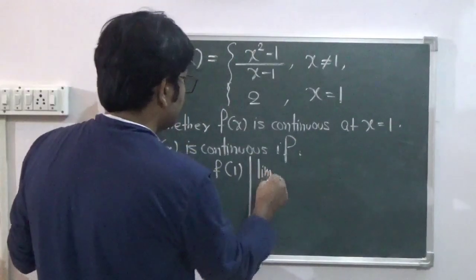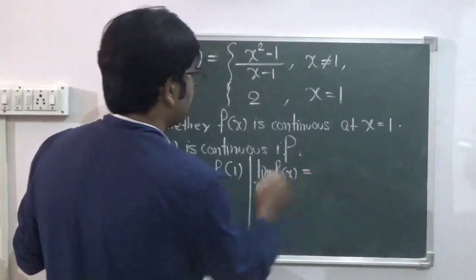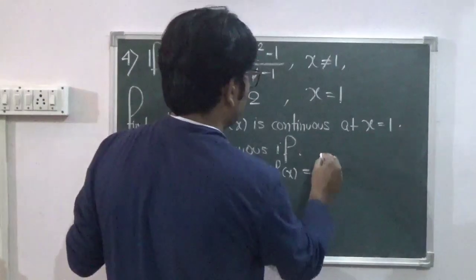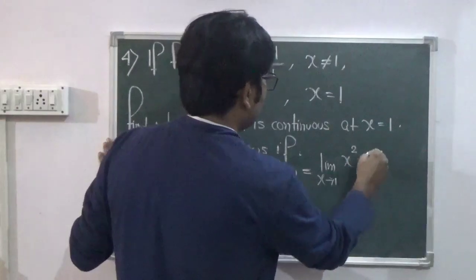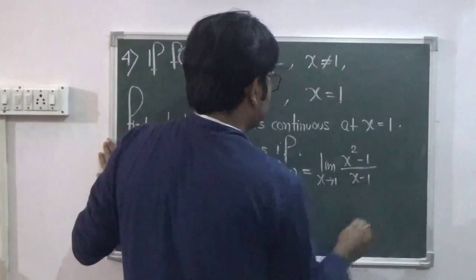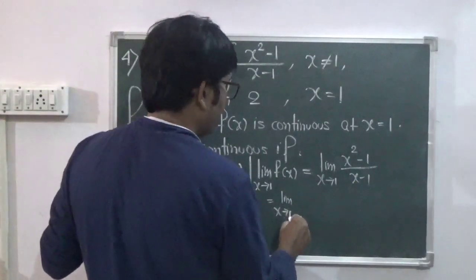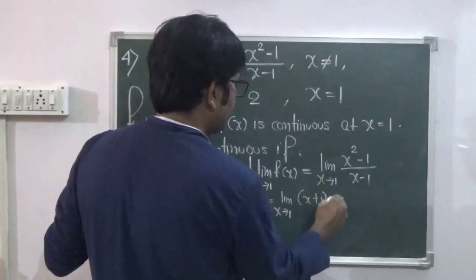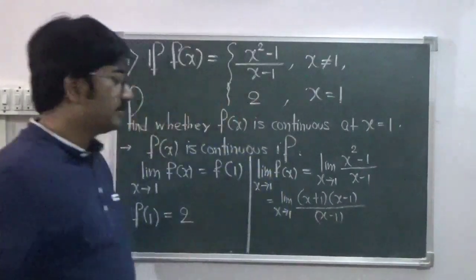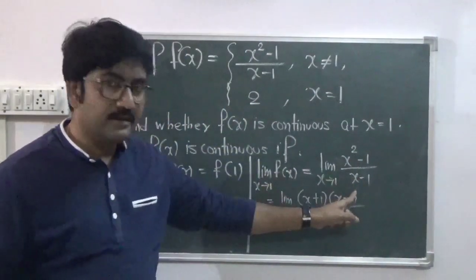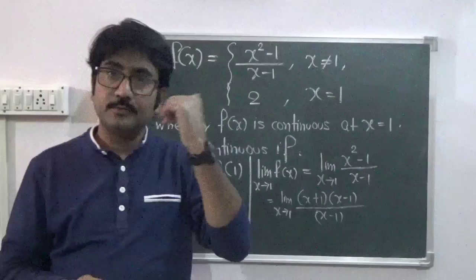So limit x tends to 1 of f(x) equals limit x tends to 1 of (x square minus 1) divided by (x minus 1). You can write it as (x plus 1) into (x minus 1), factorized. If you put 1 here and 1 here, it becomes 0 by 0 form. That is called indeterminate form, which you have to remove first.